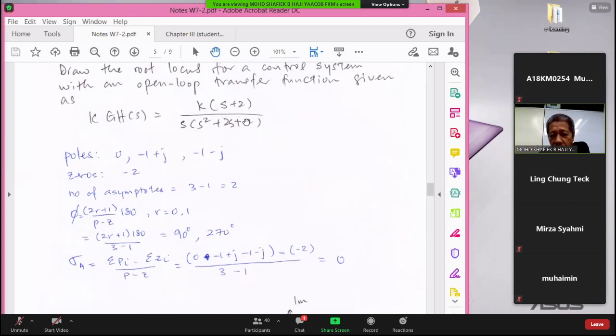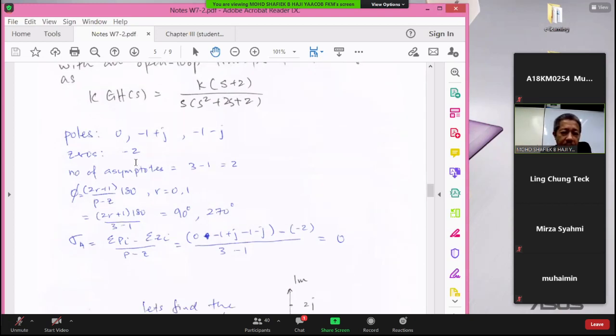Okay, so our first task is to locate the poles and zeros. So here we have 3 poles. I'm avoiding the word zero for poles because I'm going to reserve zeros for the values of s in the numerator. So we have 3 poles: 1 real pole at the origin, and 2 complex poles at -1 plus j and -1 minus j. And we have 1 zero at -2. All right, so that's it. That's the poles and zero.